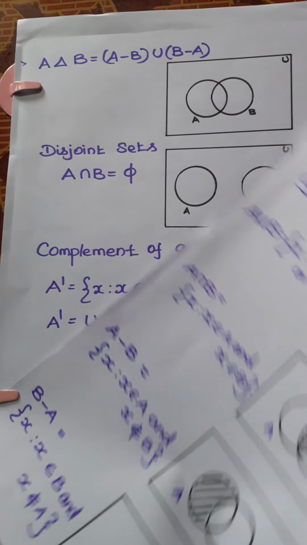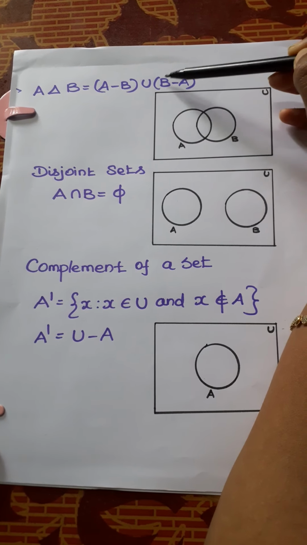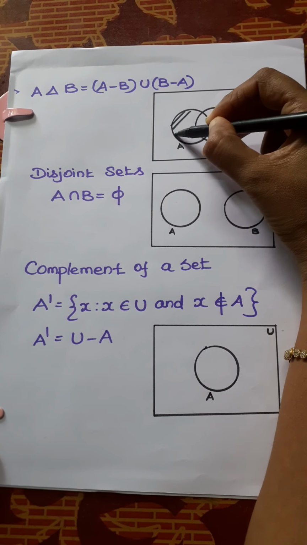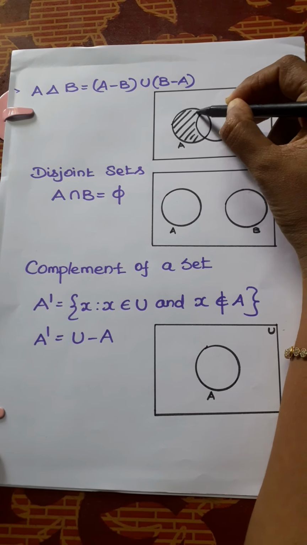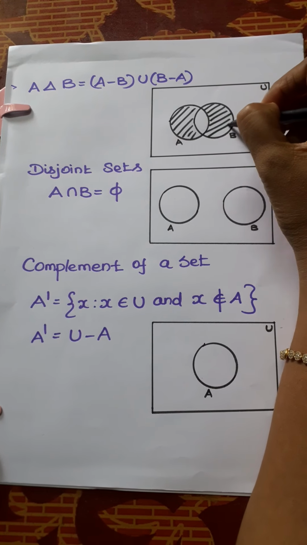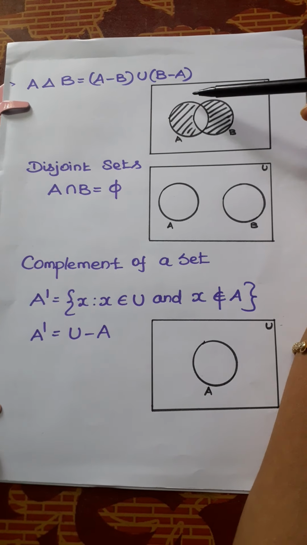The next one, A delta B, that is A minus B union B minus A. This is the symmetric difference. We have to choose first A minus B, then B minus A. Combine A minus B and B minus A. This is A delta B, that is the symmetric difference.